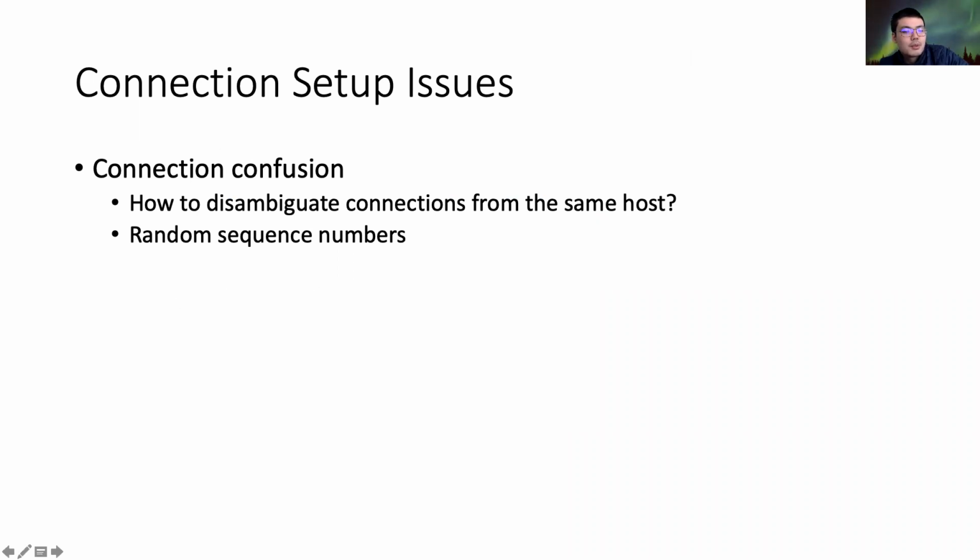Now, if you randomly sample the sequence number, you know that the sequence numbers of the previous connection are in a different range from the current sequence numbers. Then there's no confusion. So this is one important reason, not related to security, why we need a random sequence number.